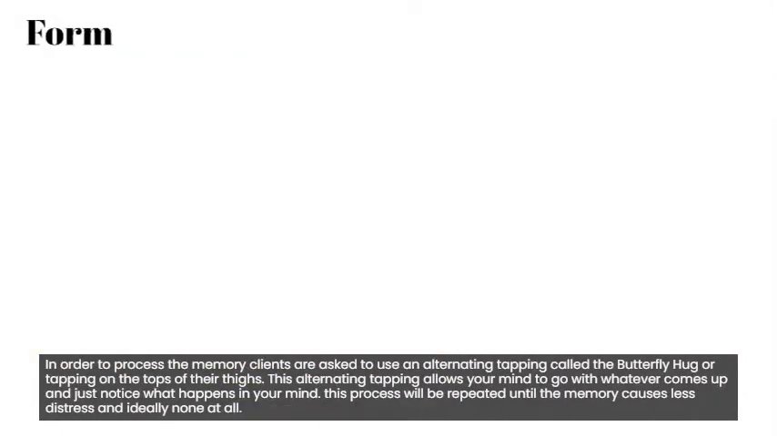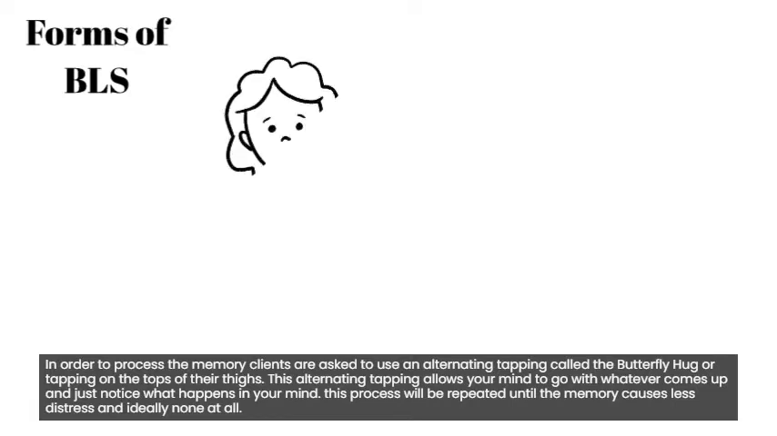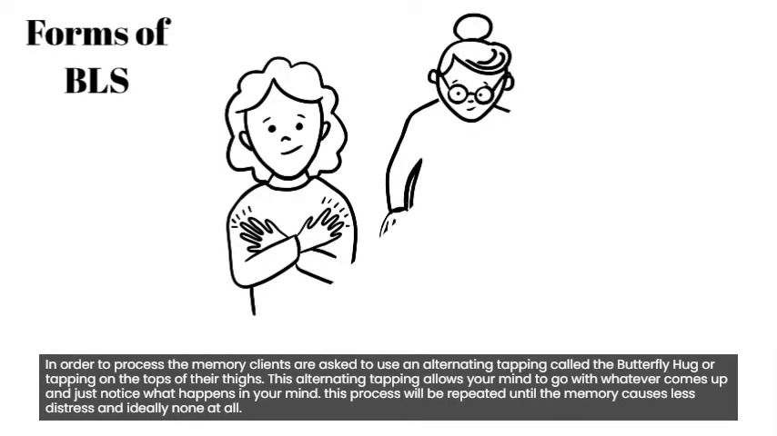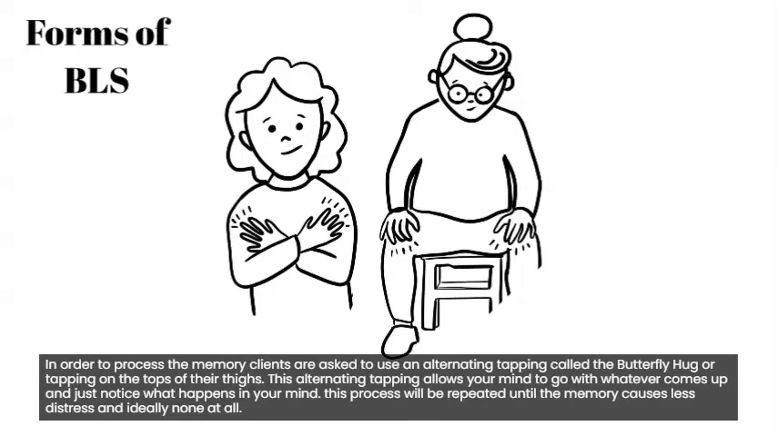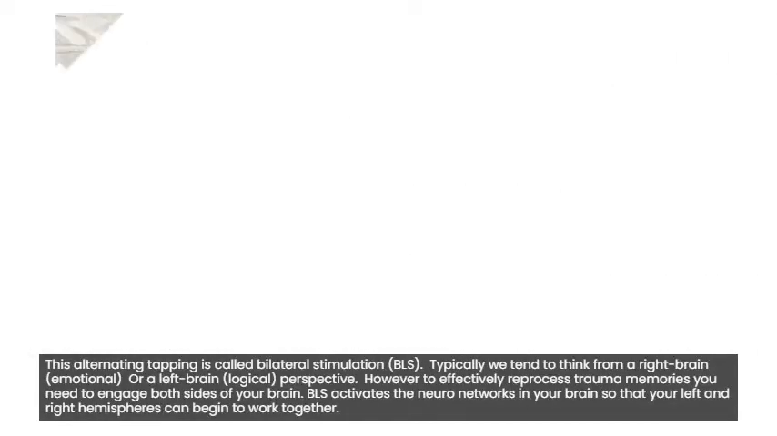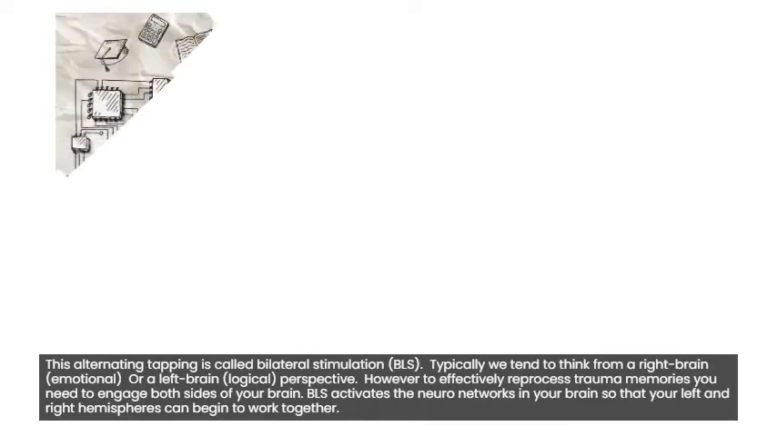In order to process the memory, clients are asked to use an alternating tapping called the butterfly hug, or tapping on the tops of their thighs. This alternating tapping allows your mind to go with whatever comes up and just notice what happens in your mind. This process will be repeated until the memory causes less distress and ideally none at all. This alternating tapping is called bilateral stimulation, BLS.